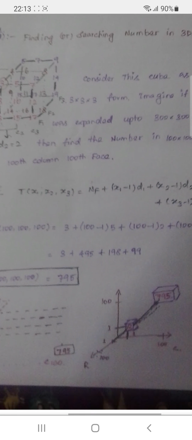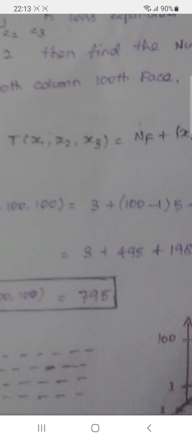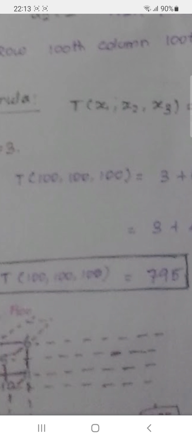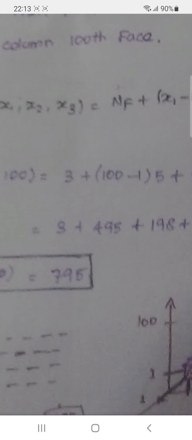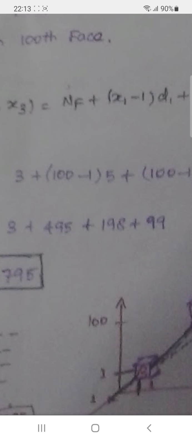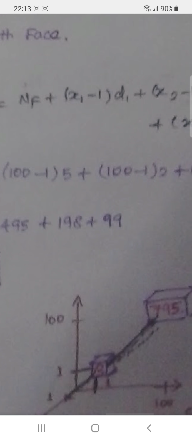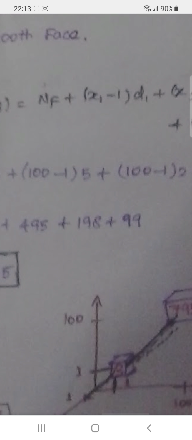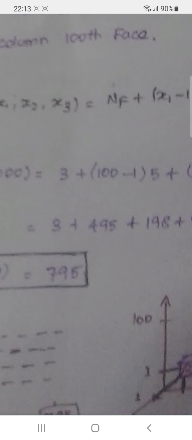I want to find the number which is at the 100th row, 100th column, and 100th phase. By using these differences of each phase, what I'm trying to find is the value at this particular coordinate. Remember, this is a coordinate: 100th x-axis, 100th y-axis, and 100th z-axis. So what will be the value?